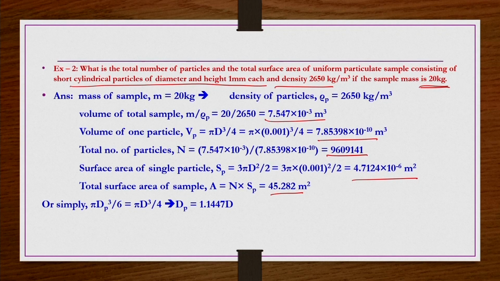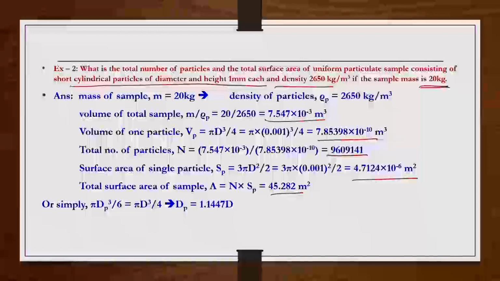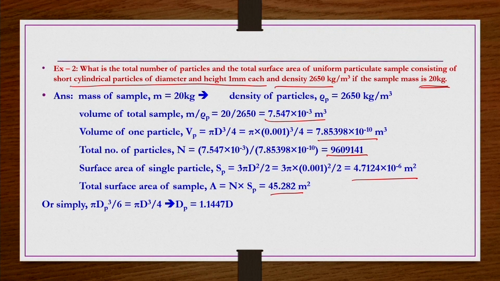So, dp you can get by equating pi d cube by 4 of the short cylinder to the volume of a spherical particle of size dp, which has the same volume as the particle. So, pi d cube by 4 should be equated to pi dp cube by 6. From there, dp you get 1.1447 d. At the time of calculating sphericity, we have also seen that the sphericity does not depend on the size of the particle.